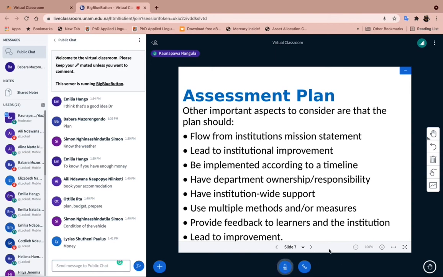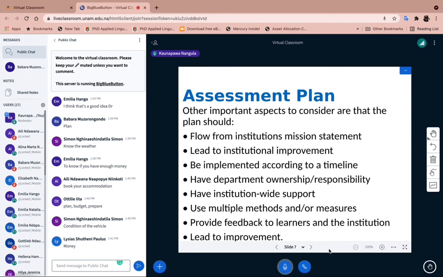Have departmental ownership and responsibility, like everybody should be responsible when it comes to their participation in assessment. It's not just for certain people, but everybody should be given that sense of responsibility and ownership within the department. Have institute-wide support, so have support from everybody, different stakeholders.